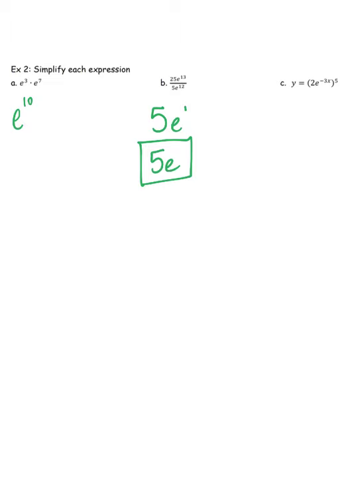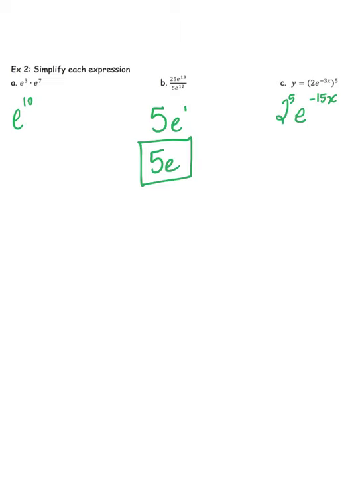Okay. Then we have y equals 2e to the negative 3x power, all of that raised to the 5th power. Well, what happens when you raise a power to a power? You multiply. So everything in that parentheses gets raised to the 5th power. Well, we have 2 to the 5th power then, and then we have e to the negative 15x power. Remember, I multiplied, so negative 3x times 5 is negative 15x.